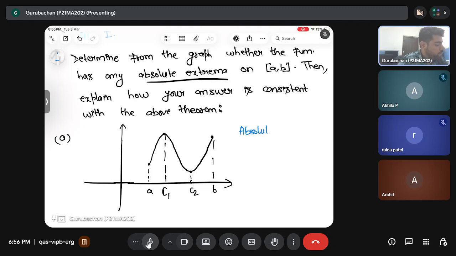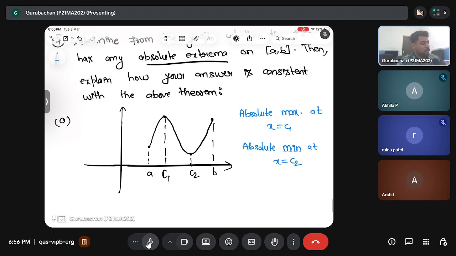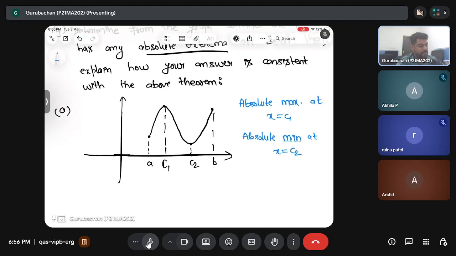Absolute maxima will be at C1, absolute minima will be at C2. Now, is it satisfying the above theorem?